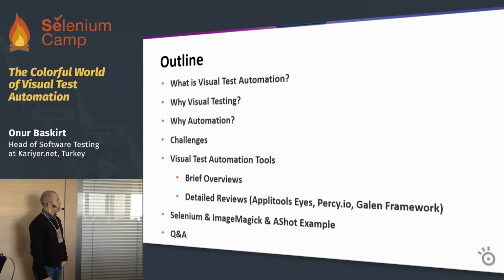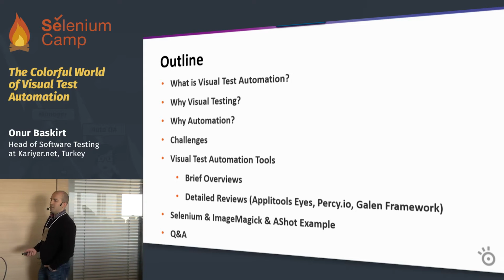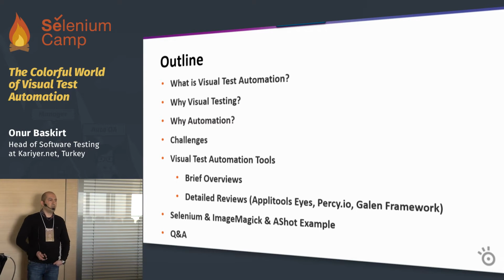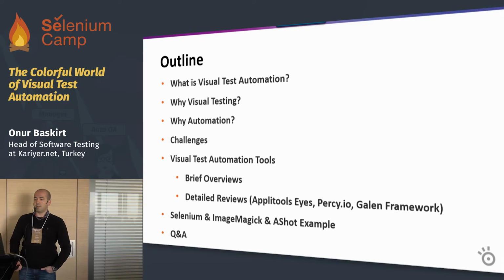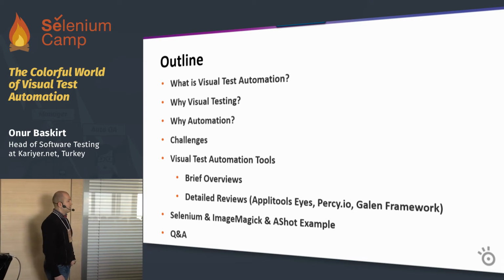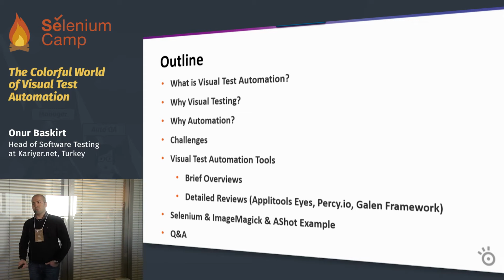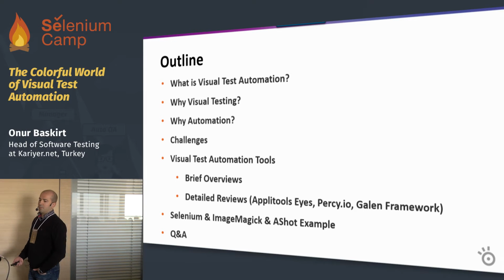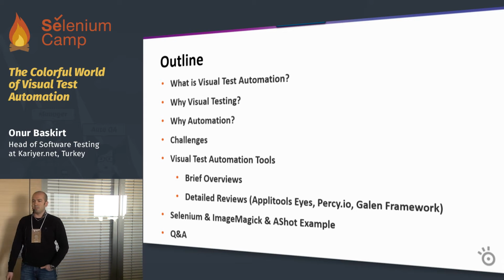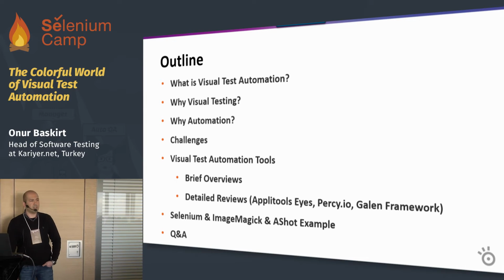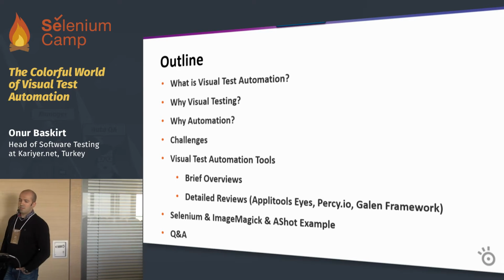Today, I am going to talk about visual test automation. First, I will start with the fundamentals. What is visual test automation, and why do we do visual testing? Why do we automate this process, what are the challenges, and after those fundamentals, we will go on with a brief overview of some of the tools and detailed reviews of some tools such as Applitools Eyes, Percy, Galen Framework, and finally we will finish our talk with the Selenium, ImageMagick, and AShot combination. I will show a basic CSS animation with this tool combination.